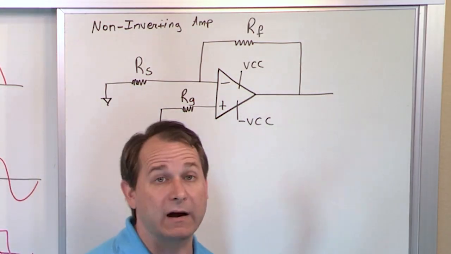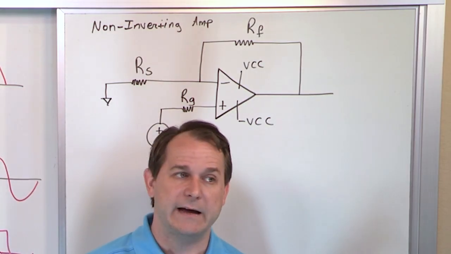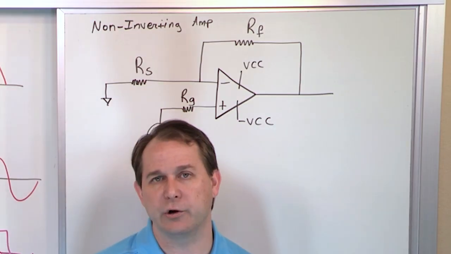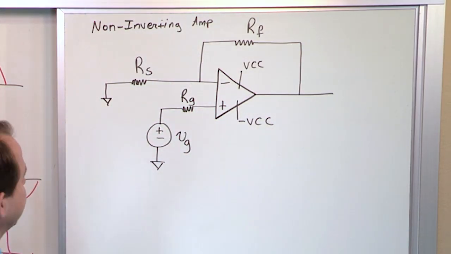And then what we're going to do is derive the gain equation that comes about from this configuration. And you'll see that it makes sense that it's non-inverting and so on, and you'll learn how to use it. So when you see something configured like this, you'll know how to handle a problem like this.